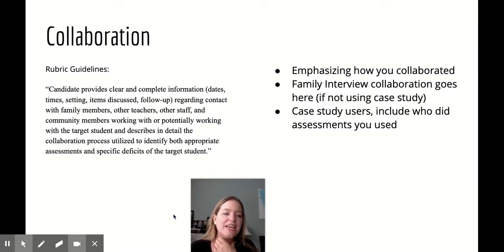If you're using the case study, you're going to include who did the assessments that were talked about in the case study. Now, you may not have a name of a person, but it may say a psychologist or something of that nature. You're going to share that information and include any relevant information to the collaboration process that you can find within that case study summary. Again, this would maybe be a couple of paragraphs. It does not have to be a bunch of pages.